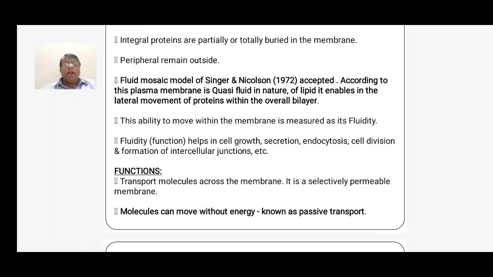Okay, now let us see the functions. The function of the cell membrane, very important, is transportation. It will transport the molecules across the membrane. This membrane is a living membrane and it is a selectively permeable membrane.